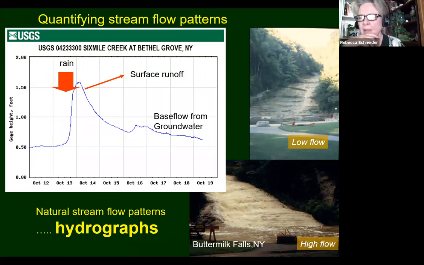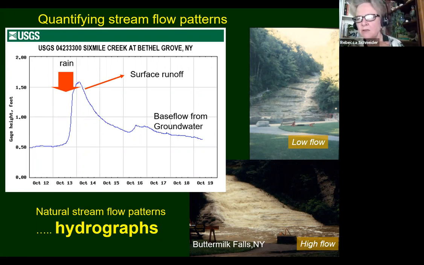On the bottom axis, going across horizontally, is the date. And so there's October 12th, October 13th. And on the vertical axis is the depth of water in the stream. This is a hydrograph for a one week period during a rainfall event.